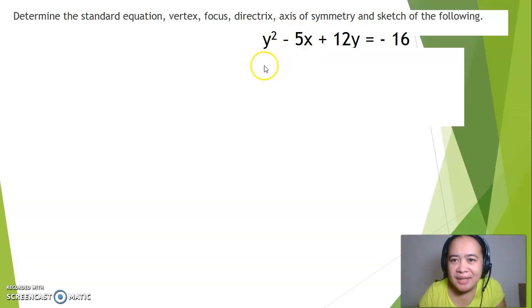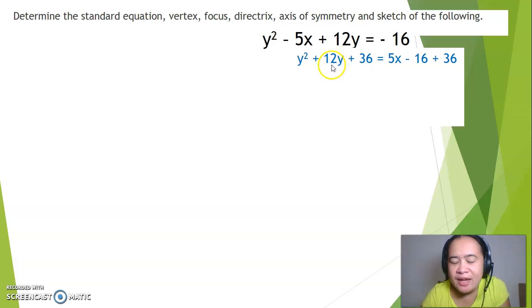So let's rewrite this to standard form. So let's group all y terms on one side, and the x term and constant to the other side. So half of 12 is 6. Square that would be 36. So we also add 36 to the other side.